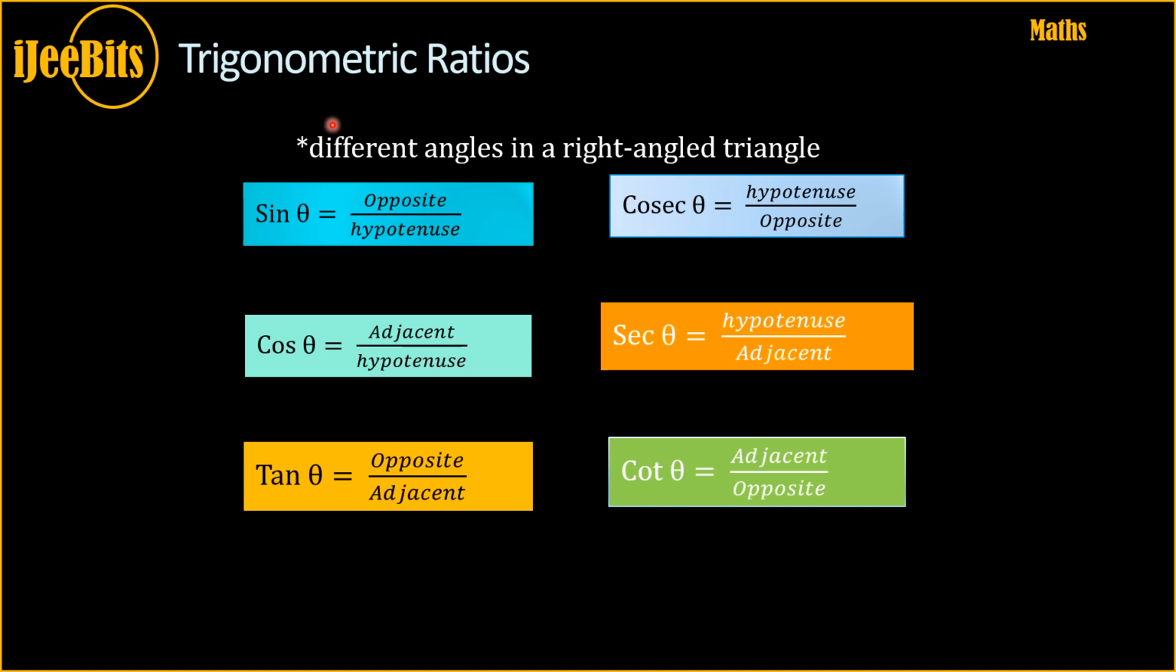When we study trigonometric ratios, the different angles in a right angle triangle are what we are going to mostly deal with, which are: sin theta, cos theta, tan theta, cosecant theta, secant theta, and cot theta. We will see them in detail, but this is what we are mostly going to study and make use of. You will find a lot of problem solutions.